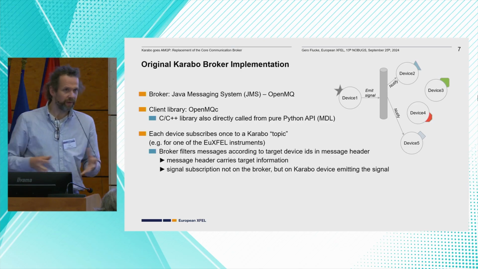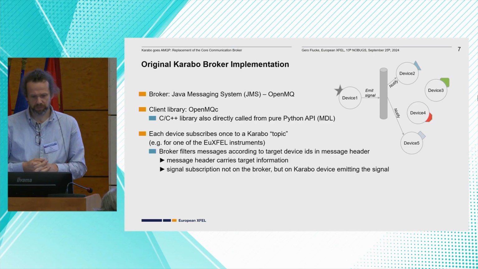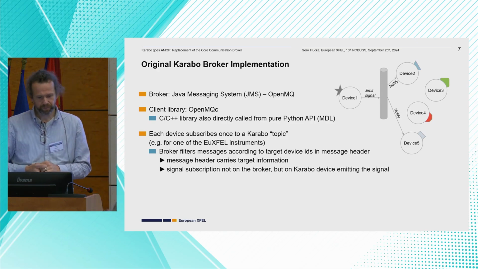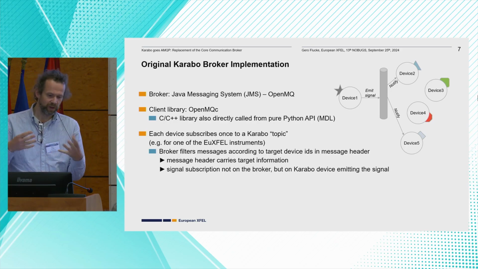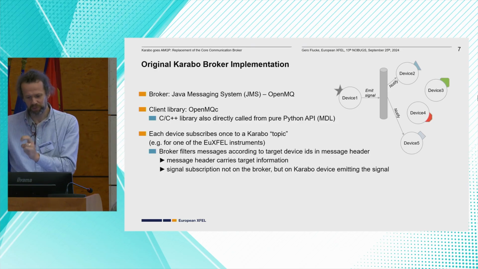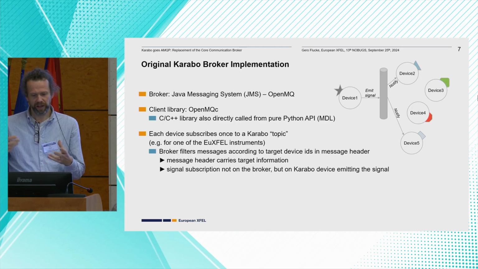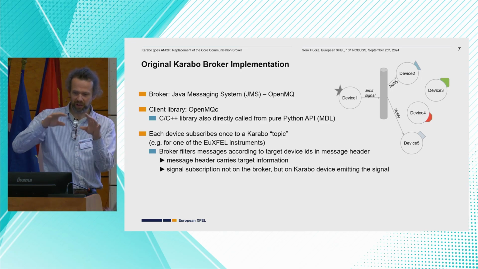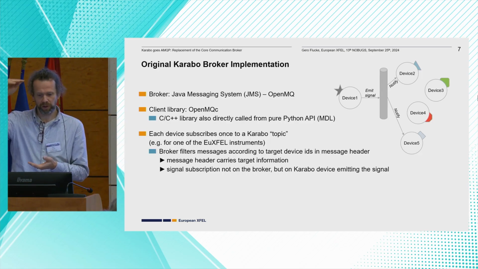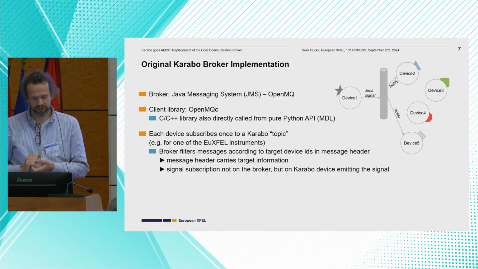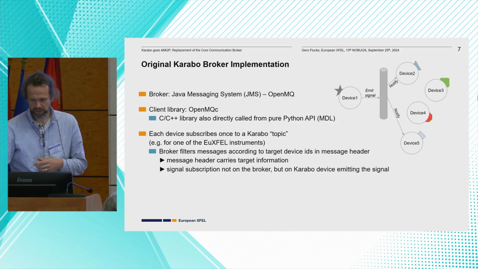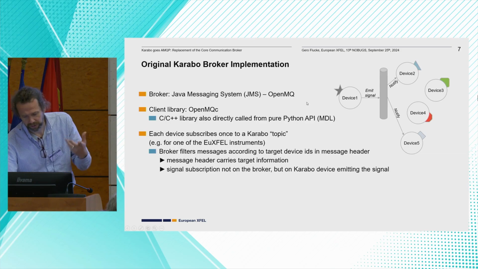So what is very nice is these communication patterns, especially the publish-subscribe with the broker, but we had this implemented with the JMS broker and used the client library OpenMQ-C, which is a C++ library, which was also directly called from pure Python in our otherwise pure Python mid-layer API. How is it handled? Each device subscribes once to a Caribou topic, the topic basically being the instrument, and the broker filters the messages according to information in the header, where the target IDs are. That also means that a message header carries the target information, and the signal subscription is basically not on the broker, but on the device emitting the signal.